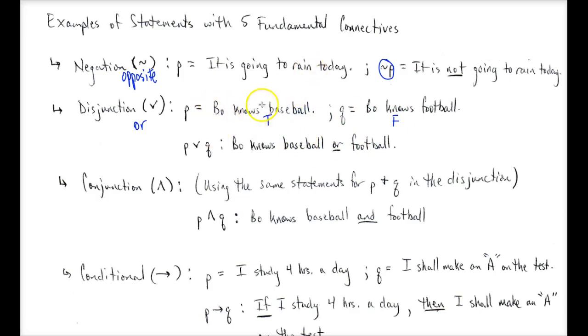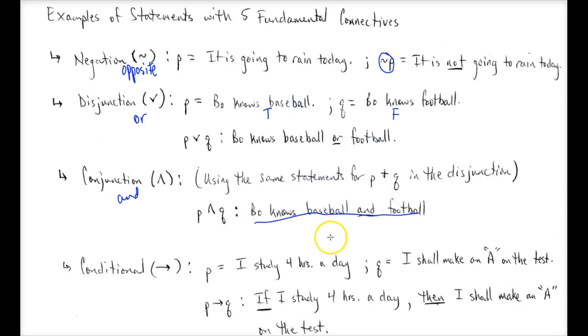But again, the idea of this is to form a sentence or another statement, in this case a compound statement, with the actual word connective. Okay. Now the conjunction uses the word and. Using the same scenario as for the disjunction, if we formed an and statement in words, this would be Bo knows baseball and football. Okay.